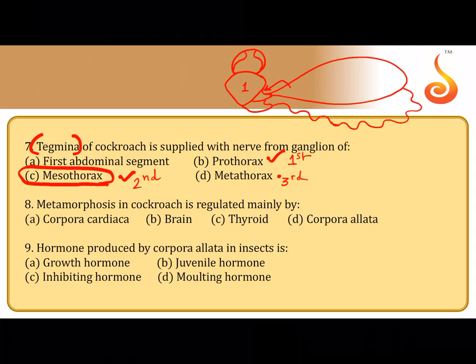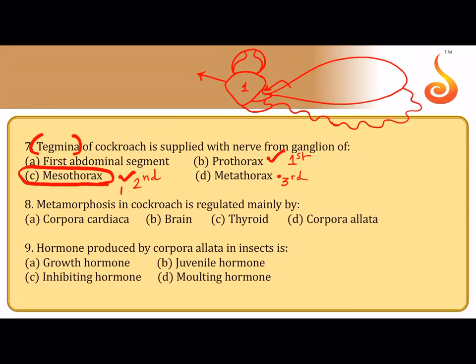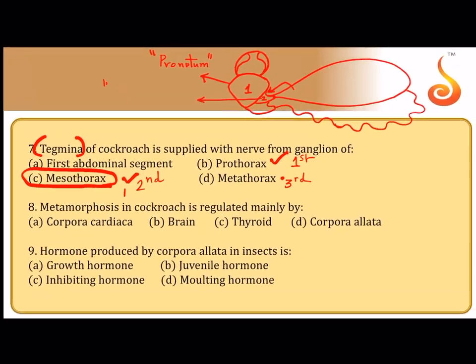So which is the second thoracic? This is the first thoracic segment hidden by this triangular structure. Do you recall what this triangular structure is called? It is called pronotum. It is a chitinous shield, chitinous plate. Then this is the second thoracic segment. What is the name given to the second thoracic segment? It is called mesothorax.